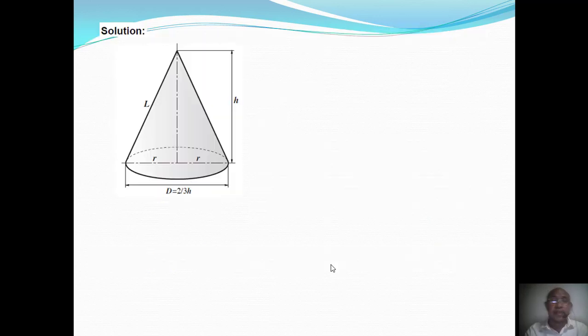We have the height, then we have here the radius. The diameter is 2/3 of the height. Okay? So lateral area, we have pi rl. So this is equal to 634, pi rl. So we can divide by pi. So rl is 201.81.